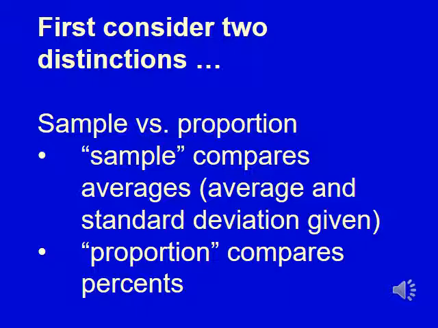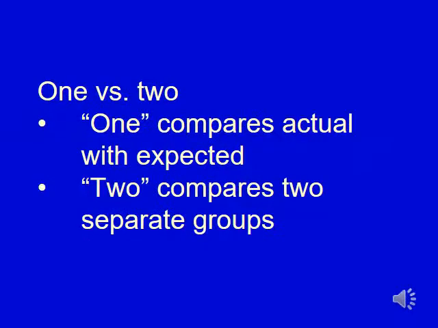Anytime you have a test with proportion in the name, you're looking at percents. It's either going to have some percents in there, or sometimes it might say something out of something. But sample tests deal with averages, proportion tests deal with percents. The other big distinction is 1 versus 2, which sounds kind of dumb, but it is actually an important distinction.